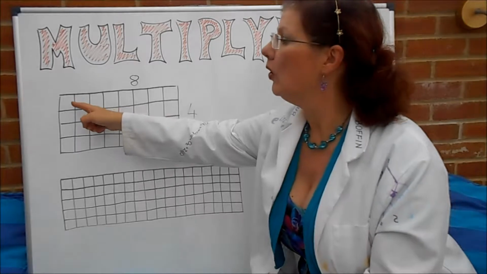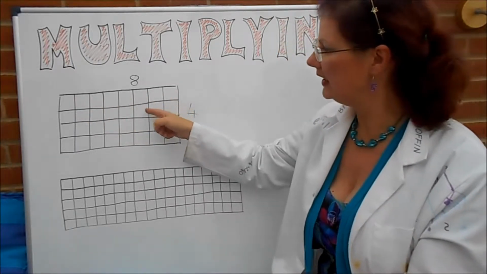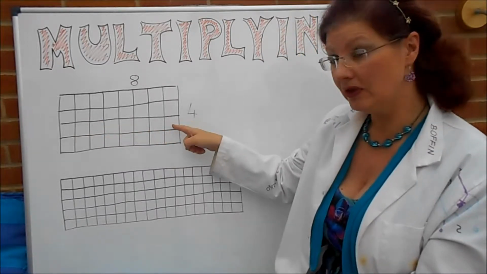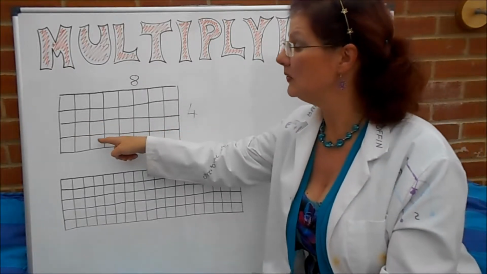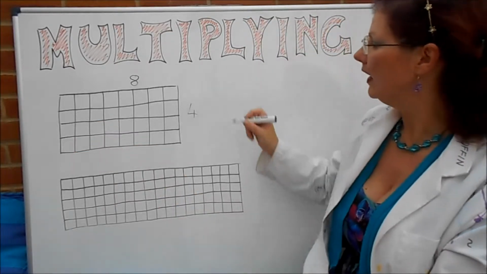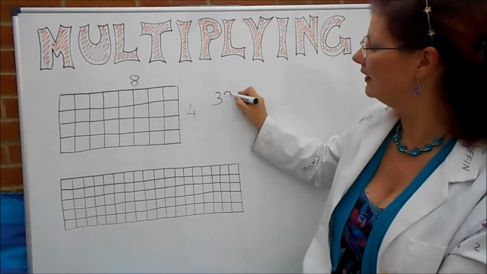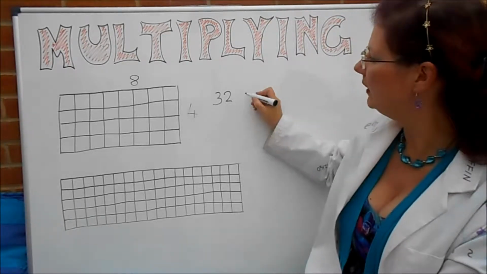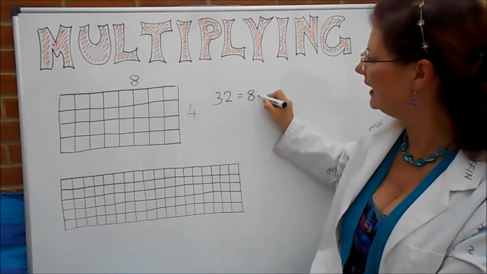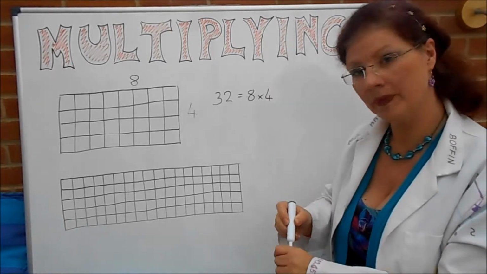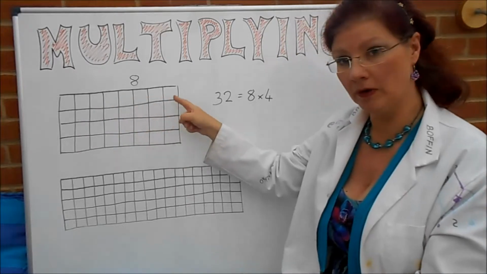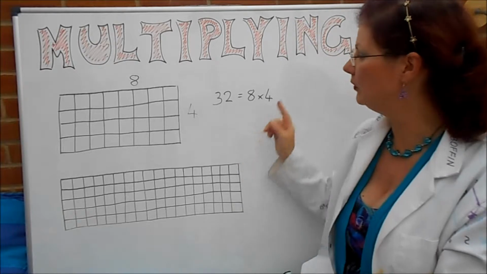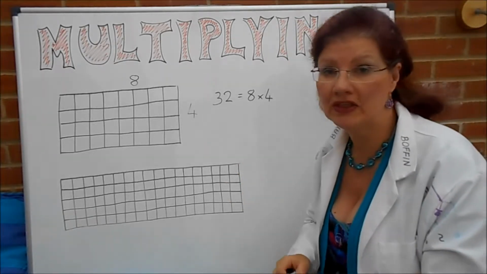Okay, quick count. 1, 2, 3, 4, 5, 6, 7, 8, 9, 10, 11, 12, 13, 14, 15, 16, 17, 18, 19, 20, 21, 22, 23, 24, 25, 26, 27, 28, 29, 30, 31, 32. There are 32 squares in that rectangle. And I'm guessing probably most of you would have known that anyway, because 32 is 8 times 4. There are 8 squares in each row, and there are 4 rows. So 8 lots of 4, 8 times 4 is 32, and that tells us how many squares there are.